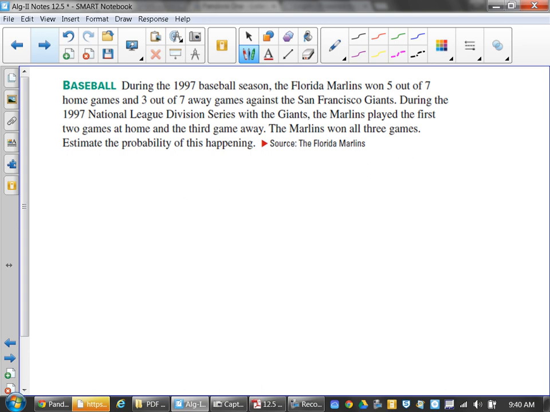1997 baseball season. The Florida Marlins were really good. They won 5 out of 7 home games and 3 out of 7 away games against the Giants. During the NLDS, the Marlins played the first 2 games at home and the 3rd game away. The Marlins won all 3 games. Estimate the probability of this happening.